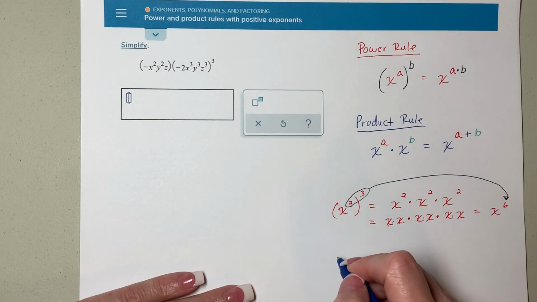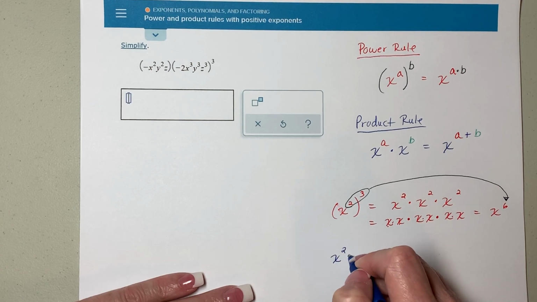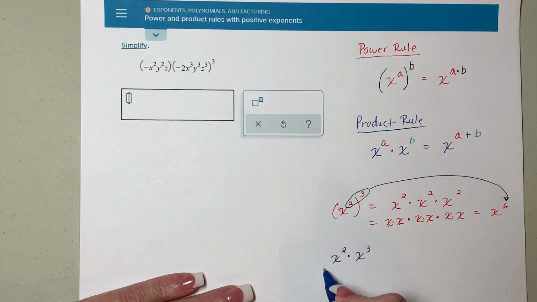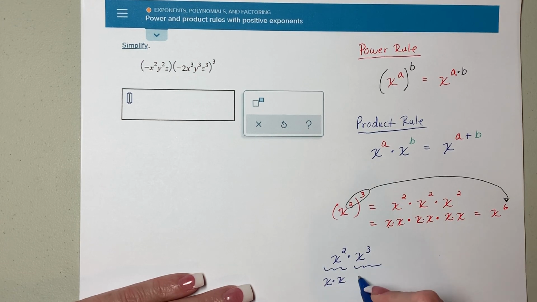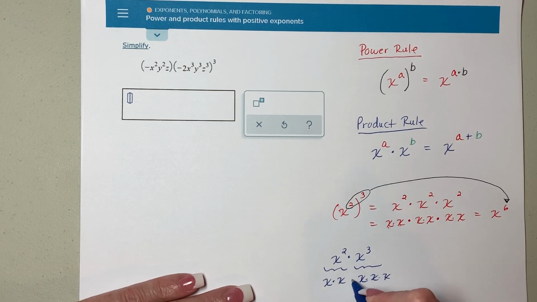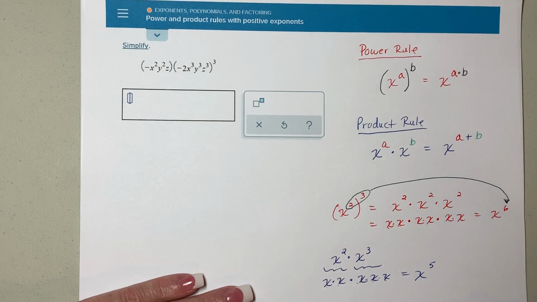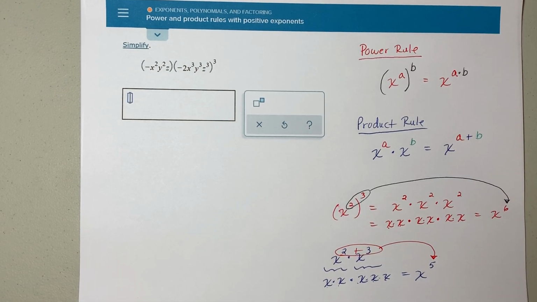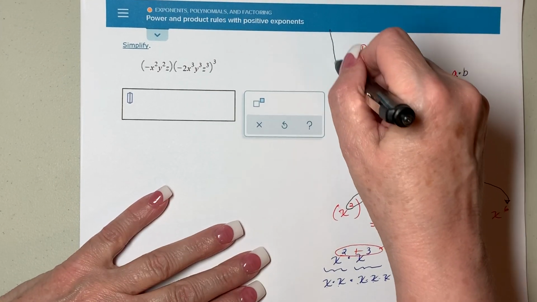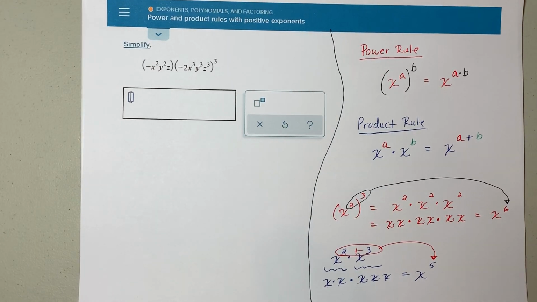So for that one, let's say I have an x squared times an x to the third. The x squared is really an x times an x. The x to the third is x times x times x. And you're multiplying that. So what you're really doing is x times x times x times x times x, which is x times itself 5 times. But all I had to do was take my two exponents and add them together, and that gave me my exponent there. All right.